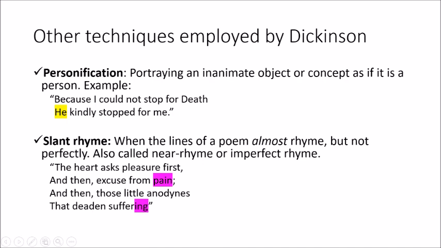For this reason, you might hear someone call a slant rhyme a near rhyme or an imperfect rhyme. All of those terms are referring to the same thing, which means the rhyme is super close but just not 100% there. So I've given you an example of Emily Dickinson's lines here that say, "The heart asks pleasure first, and then excuse from pain, and then those little anodynes that deaden suffering."